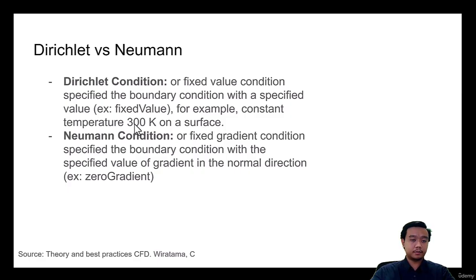I hope I'm not pronouncing it wrong. Neumann, I guess. It is a fixed gradient condition, so we do not input a fixed value here. For example, we input a zero gradient of velocity, so the velocity at that point will be calculated based on the interaction of the flow nearby that point. So it will be zero gradient, for example, or a fixed gradient, which specifies, let's say, a pressure gradient in the x direction and anything like that.